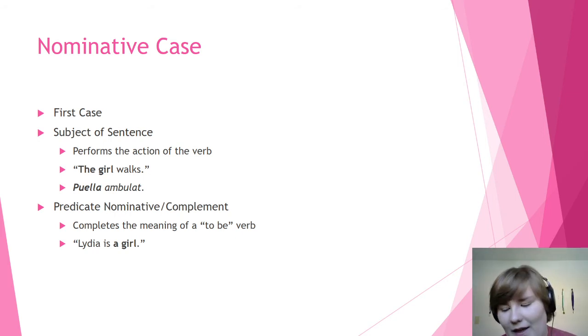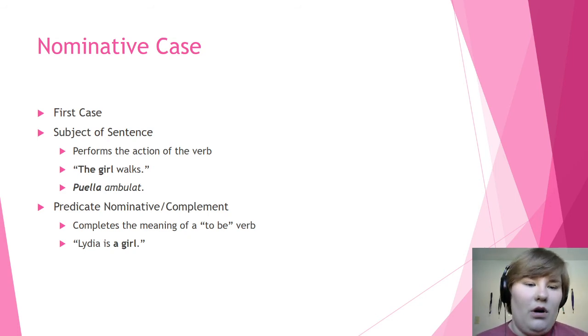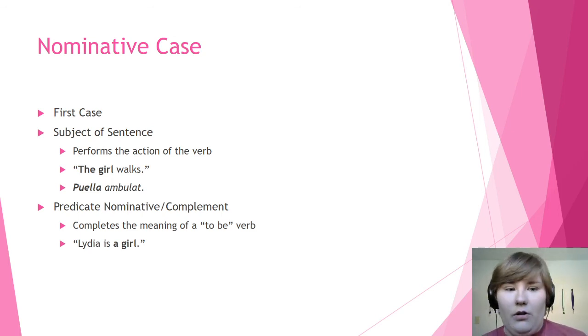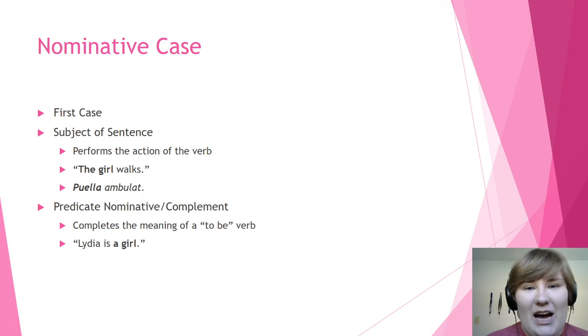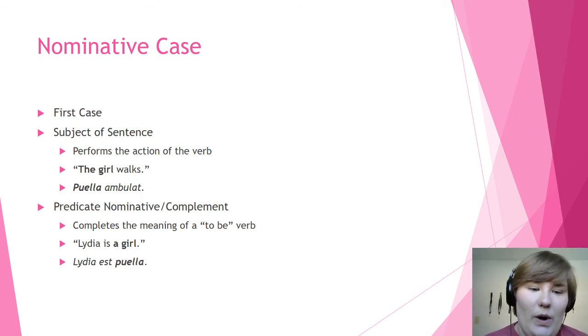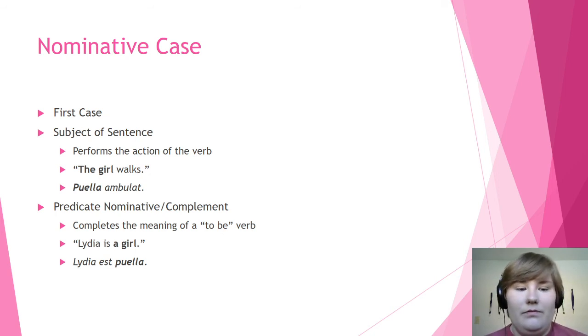So what I like to tell my students is that a form of being, like is or are, acts like an equal sign. Lydia is equal to a girl. Because Lydia is nominative case, a girl has to be nominative case as well. Lydia est puella. Does that make sense? You have your est acting as an equal sign. If you have nominative on one side, you have to have nominative on the other.